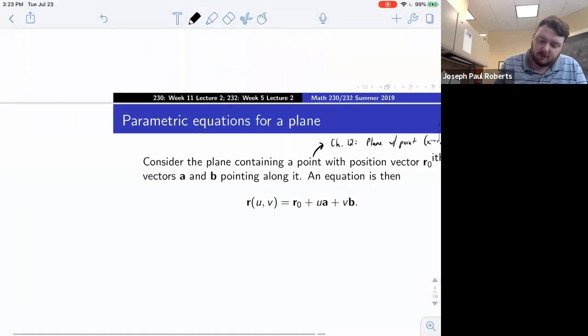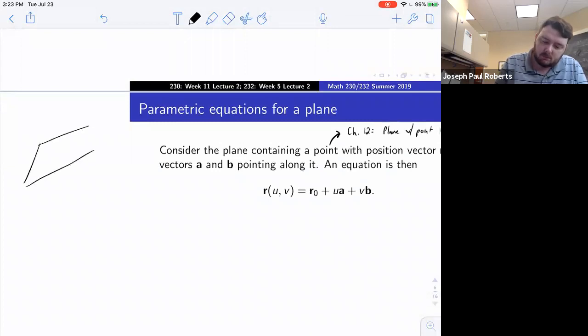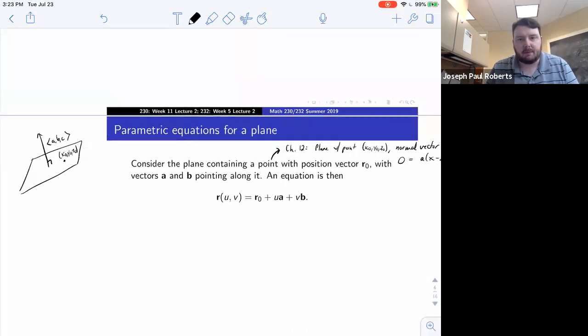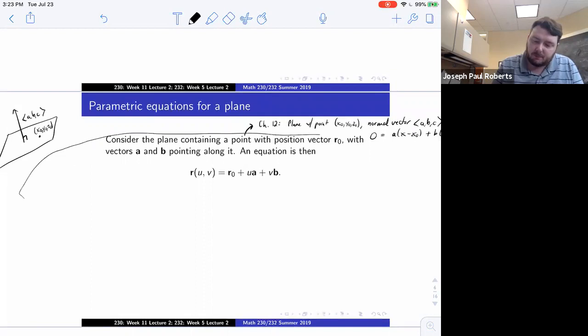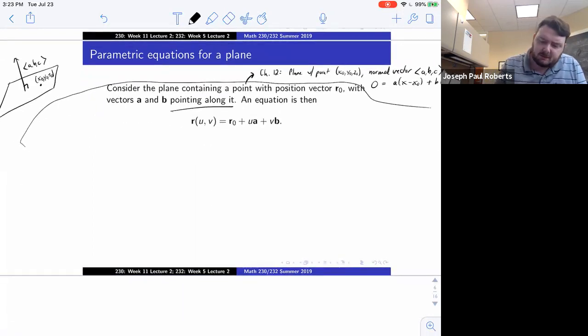And so the whole idea was the normal vector was perpendicular to the plane. So instead, for now, when we're talking about parametric equations, it turns out that we're not interested in a vector that's perpendicular to the plane, but instead vectors that point along the plane. And so I claim that this is the equation then.